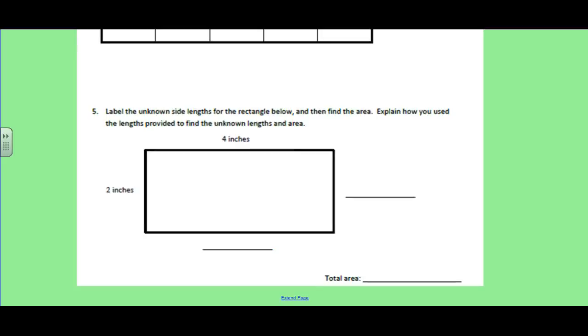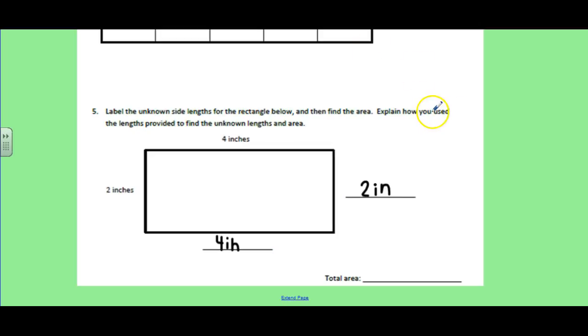All right, moving on to the last one. It says label the unknown side lengths for the rectangle below, and then find the area. Explain how you use the lengths provided to find the unknown lengths and area. So we learned in the concept development that the opposite sides of the rectangle are the same size. So if this side is 4 inches, that tells us that this side right here is also 4 inches. And I'm just going to put IN to abbreviate it. If this side is 2 inches, this side is also 2 inches because we know that the opposite sides of a rectangle are the same.